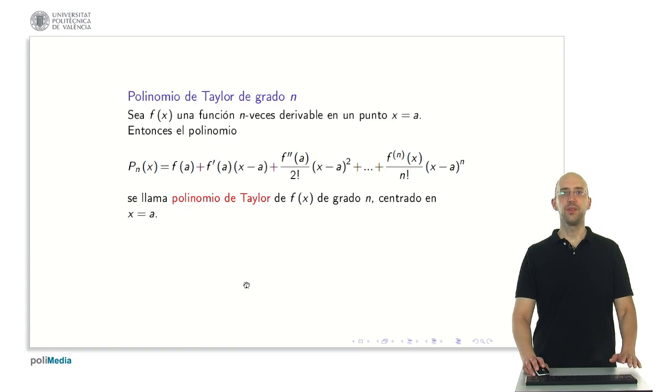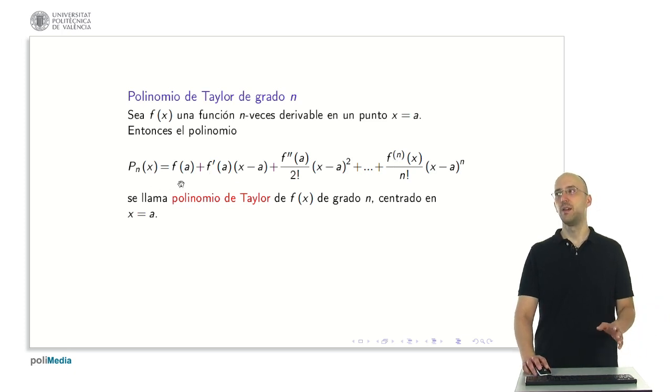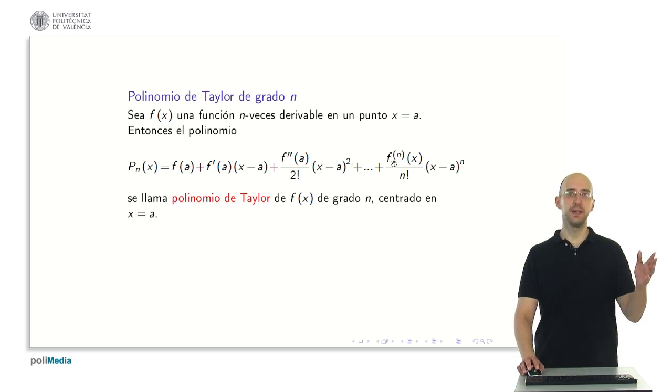There is a way to directly calculate these approximations, and it is called Taylor polynomial of degree n. It's defined with a formula that's not very complicated to learn. I've denoted it with n here, because you can calculate this polynomial for any degree. The formula is the following: f of a plus f prime of a times x minus a plus the second derivative of a divided by 2 factorial. 2 factorial is 2 times 1. Times x minus a squared plus the nth derivative of x divided by n factorial.